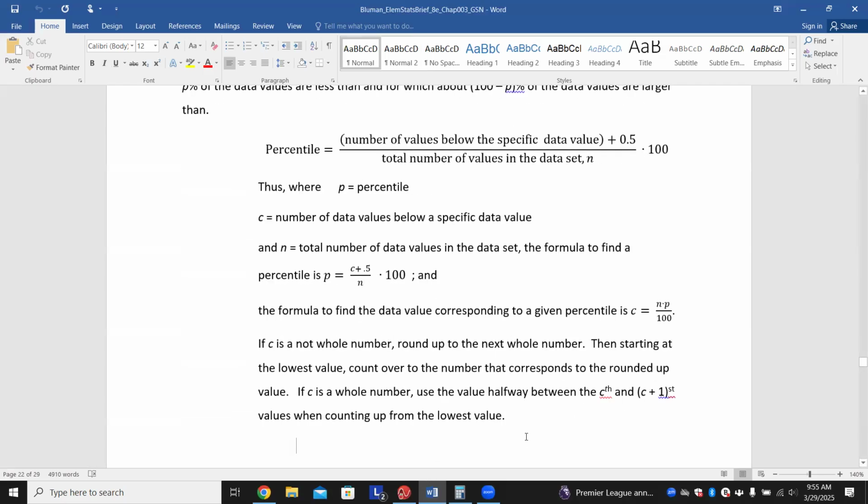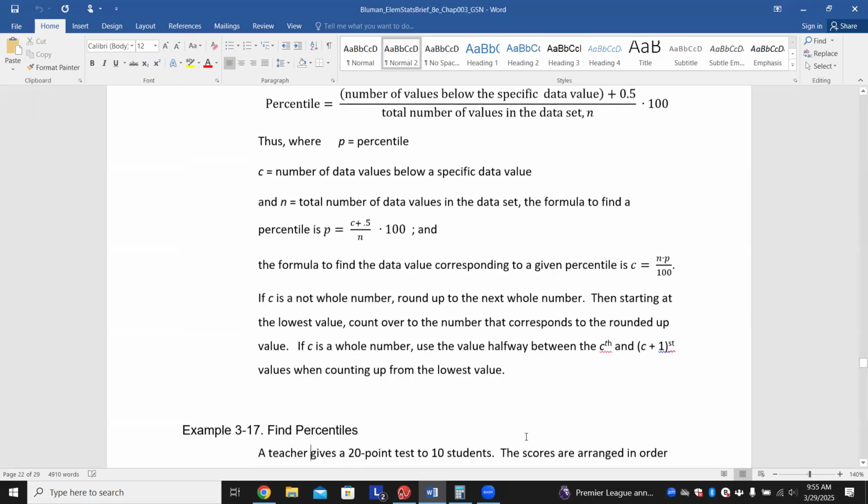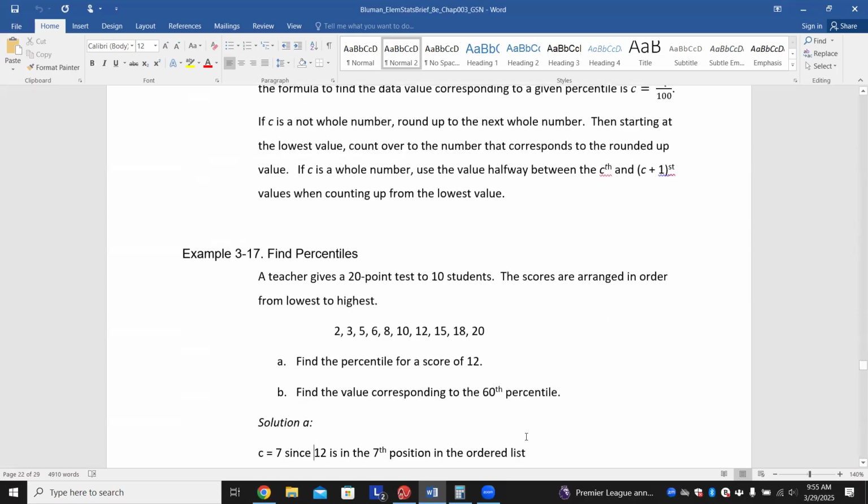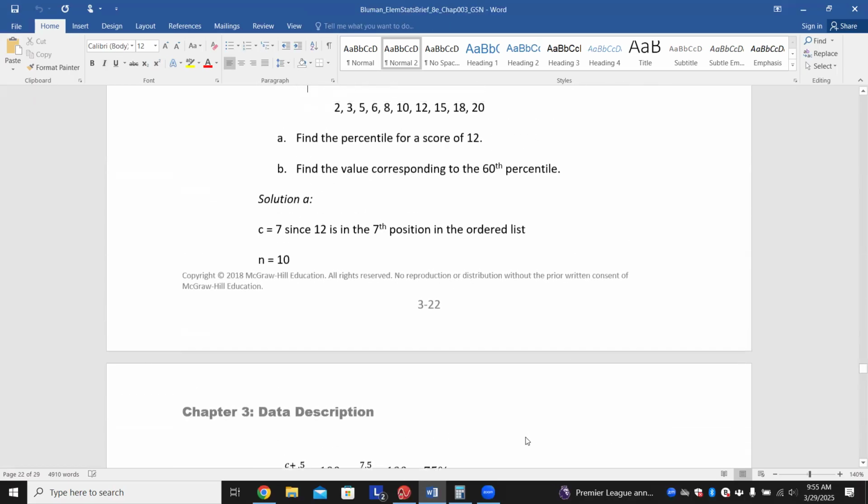If C is a whole number, we'll use the value between the Cth and the C plus first terms, counting up from the lowest value. So let's say C is 2. Then the ones we'll look at will be the 2nd and 3rd, so whatever the number is between them. That would be 2.5, or the average of the 2nd and 3rd numbers. So let's do that in practice here.